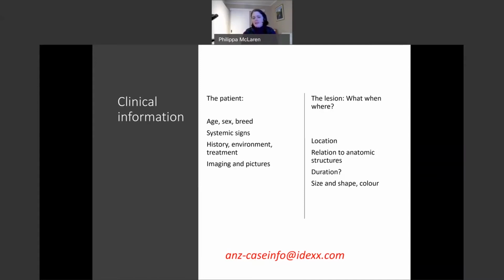In relation to the lesion, we want to know where it is, how long it's been there, the location in relation to anatomic structures, size and shape, color, sometimes smell. All sorts of factors will be useful in interpreting that lesion.